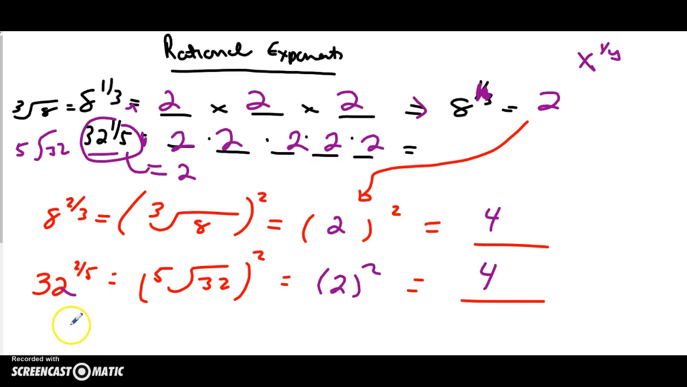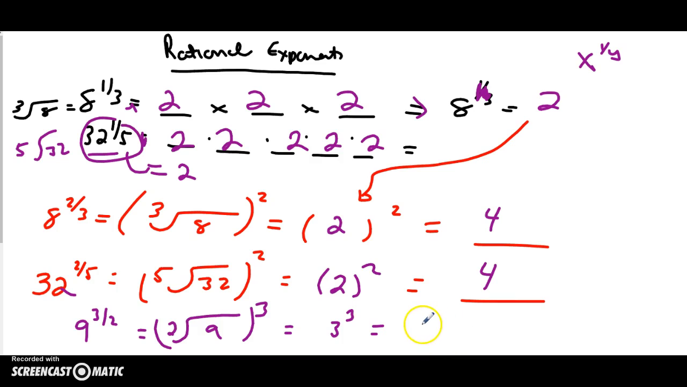If you get a negative involved, so if I had something like 9 to the 3/2, this is the square root of 9 cubed. So that number stays up top and this one goes here. Sorry, I said negative. We'll get to negatives in a second. So I want 3 cubed. The square root of 9 is 3, and 3 times 3 times 3 is 27. If there was a negative here, all you do is right away you make this 1 over this.